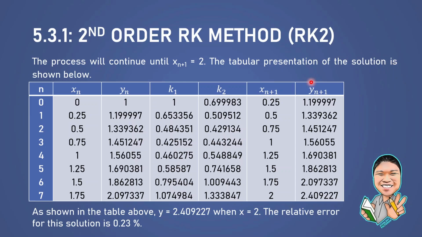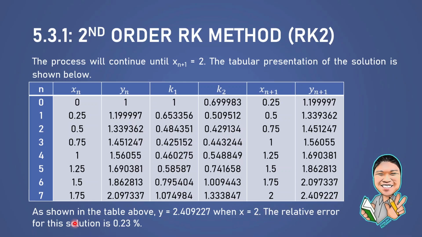So, the tabular presentation of the solution is shown here. So, ito na siya. Kanina, natigil tayo dito, 0.5, then 1.339362. So, magpuproceed na siya dito. 0.5, 1.339362. Then ito na yung next point, so on so forth until ma-reach nyo yung 2. So therefore, ano yung kapartner ng 2? 2.409227. So ito na yung ating approximate answer dito sa differential equation natin. So as shown in the table above, y is equal to 2.409227 when x is equal to 2.